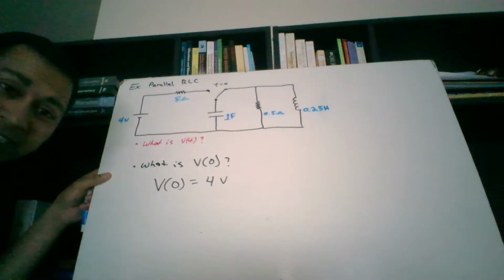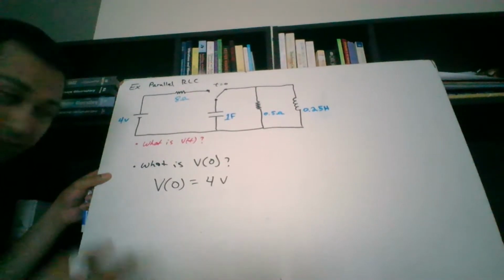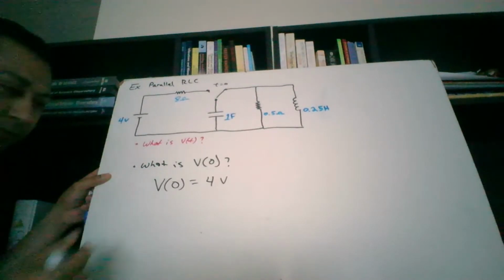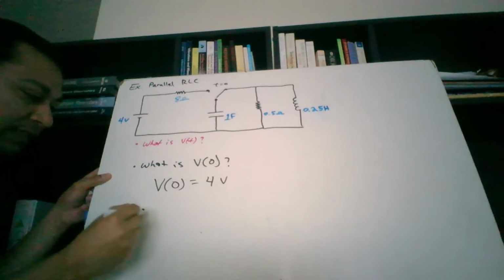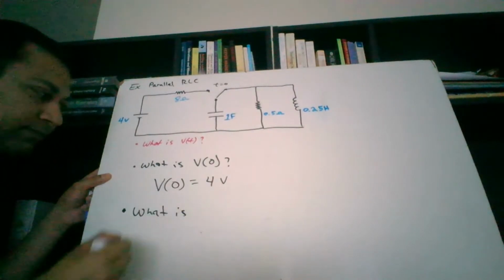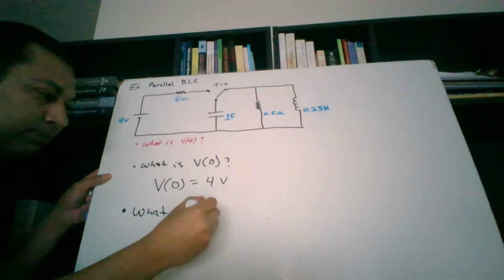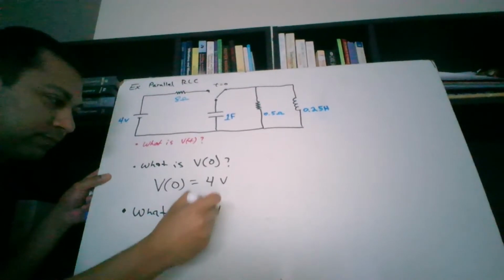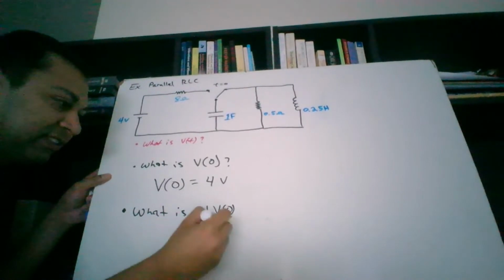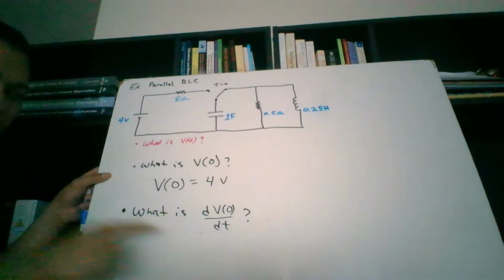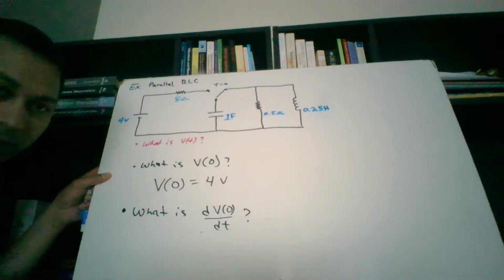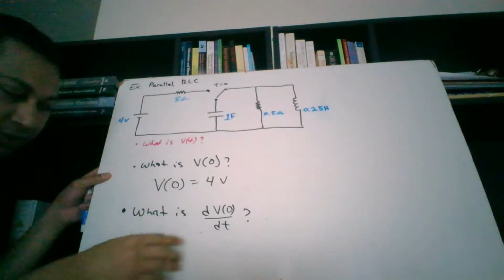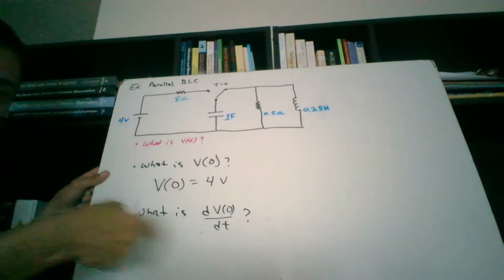Now, another boundary condition that we wanted to know from yesterday's lesson was not just the function at 0, but the derivative of the function at 0. So the other thing that we want to know is, what is dV over dt at time 0? This is going to be our second boundary condition. The first boundary condition was this, we got that. And then the second part of our initial condition is going to be the derivative of our solution to the differential equation.